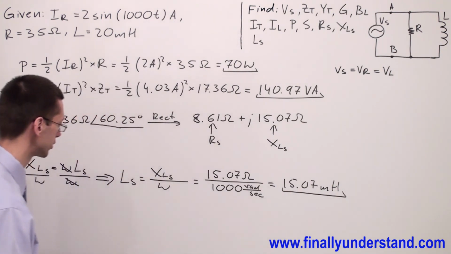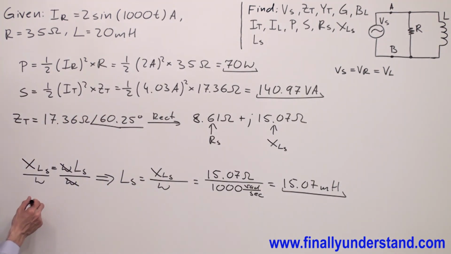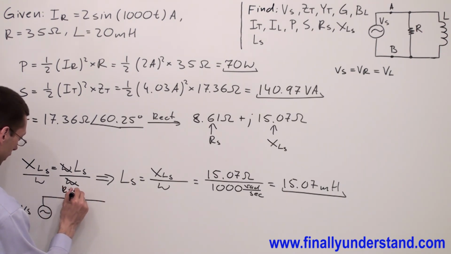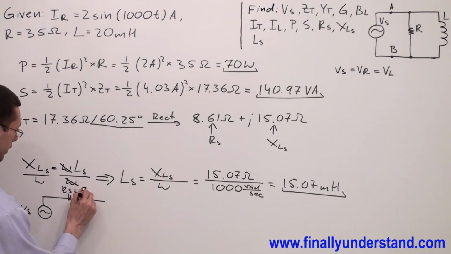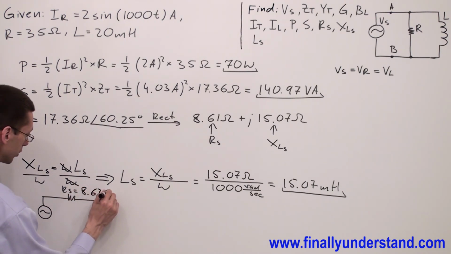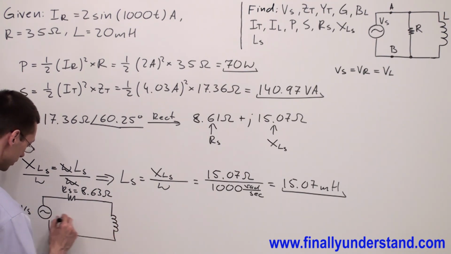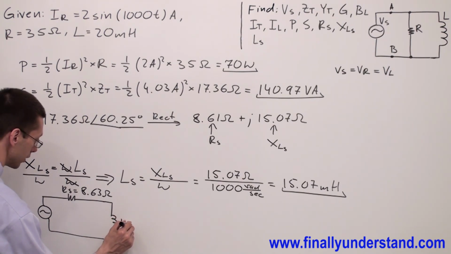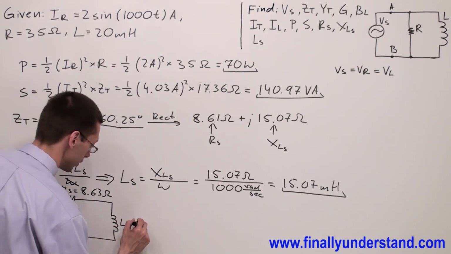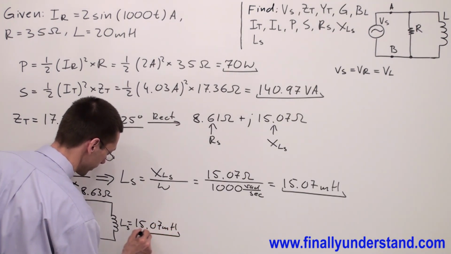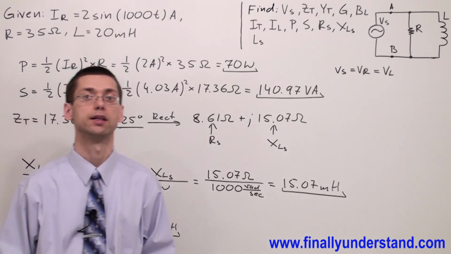Next, we're supposed to draw the series equivalent circuit. So I have a voltage source, I have resistance Rs, which is equal to 8.63 ohms, and I have an inductor, which has inductance Ls, 15.07 millihenries. And now we can say that the problem is solved.